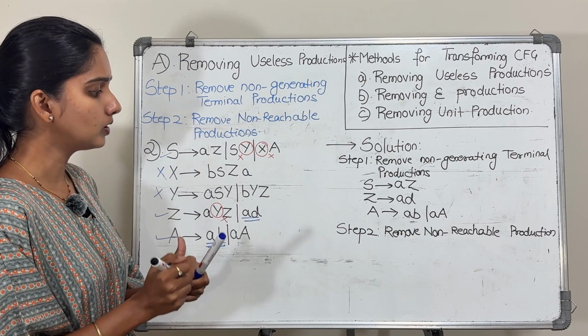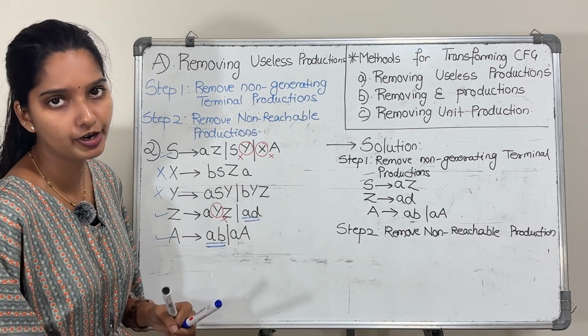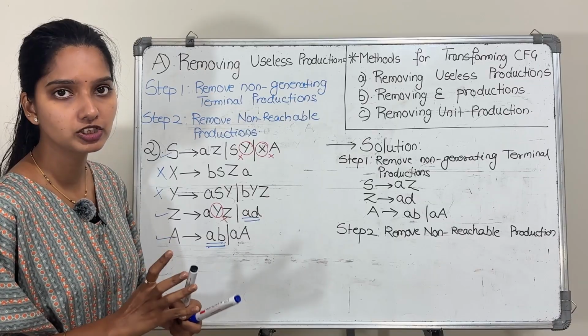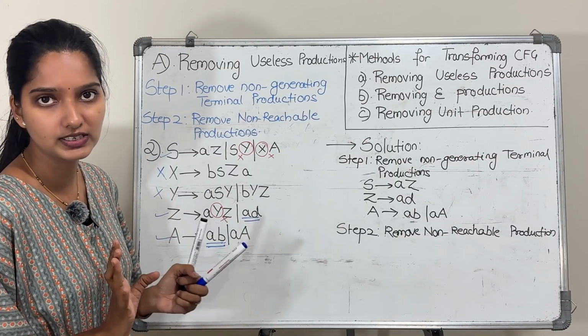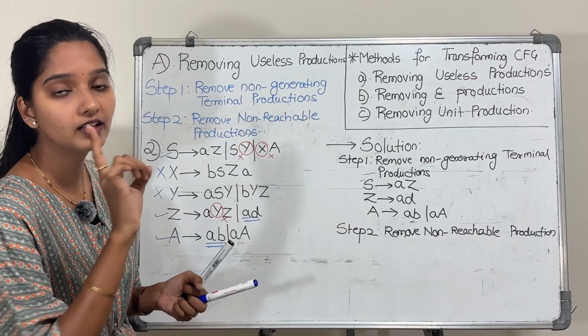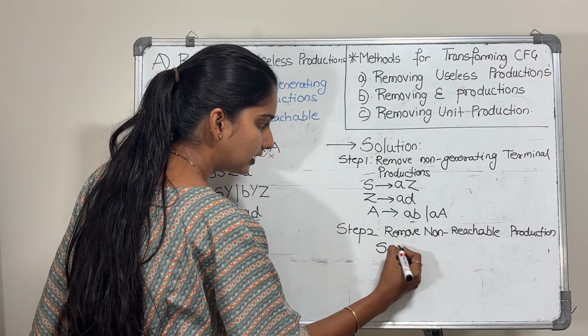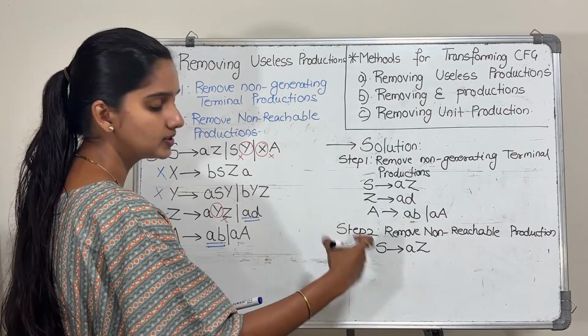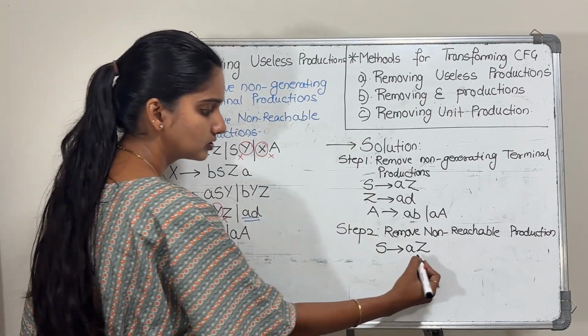Now coming to the second step. What are you going to do? You're going to remove non-reachable productions. Non-reachable production means that from one production, if we cannot reach some other production, we are not going to consider it. By default, you're going to take the first production. What is my first production? S tends to A and Z. Is there a possibility where we can reach Z or A? We can, right? This is giving me Z.